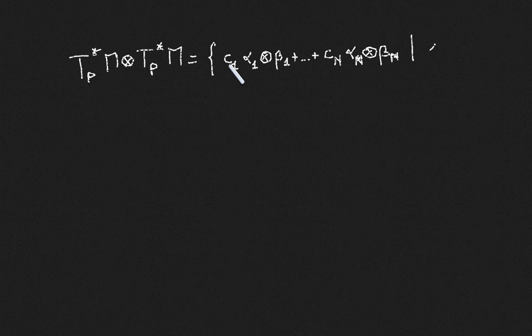such that alpha_j, beta_j are in Tp*M, c_j are real numbers, well, and N is any integer. So it's a set of all possible linear combinations.